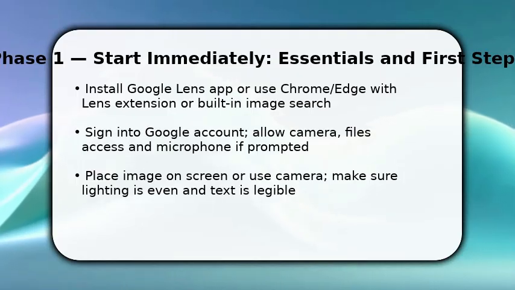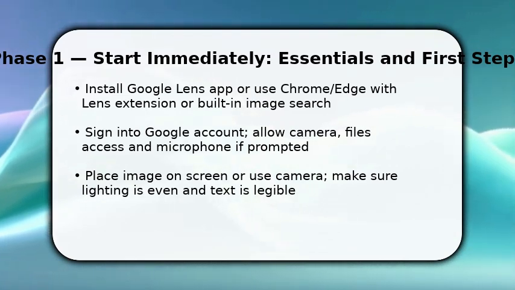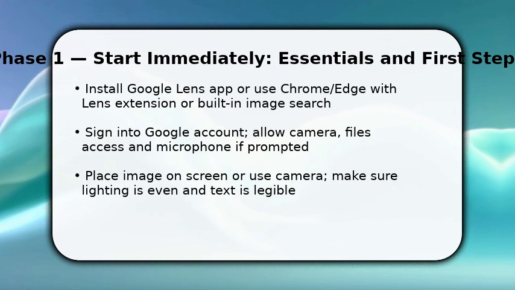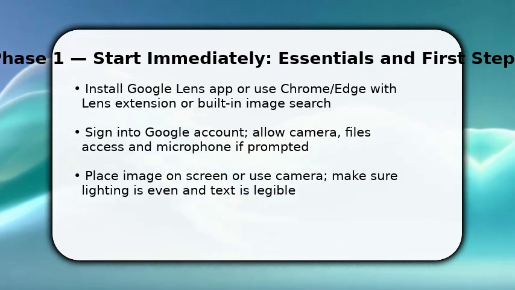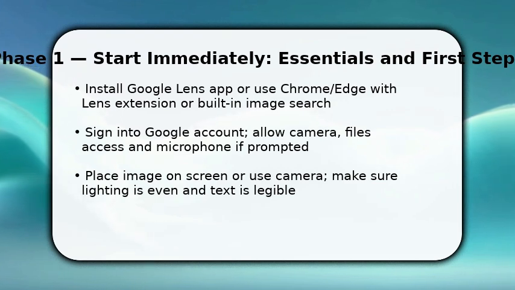You're starting with what matters. Get Google Lens available on Windows 11, either as the app or via Chrome/Edge. Sign into your Google account, then grant camera and file permissions so Lens can read images. Once done, position the photo or point your webcam. Make sure lighting is even and text is legible, because Lens relies on clear contrast.